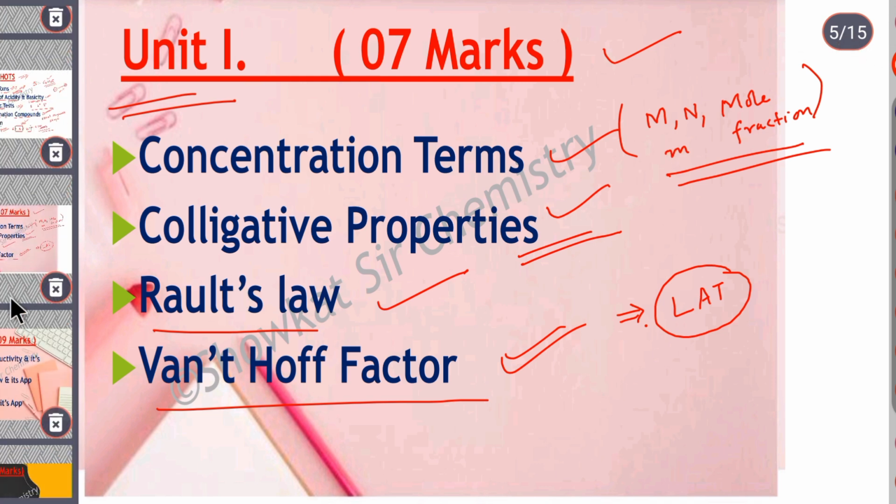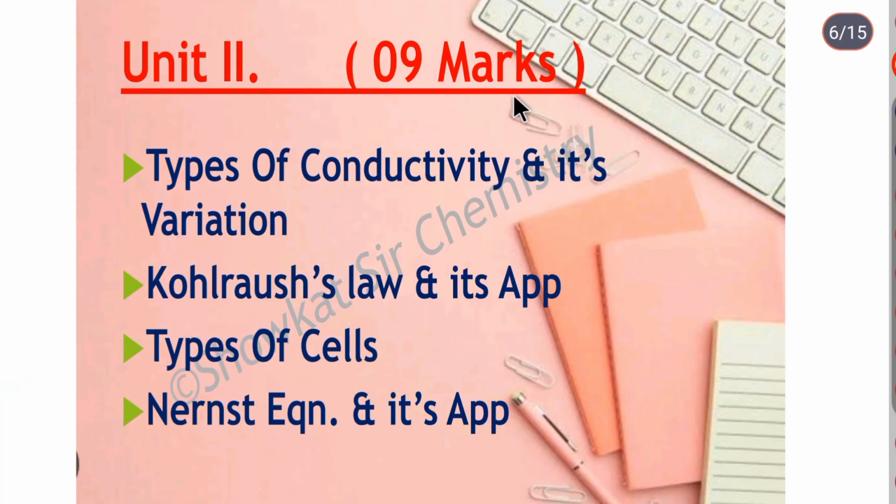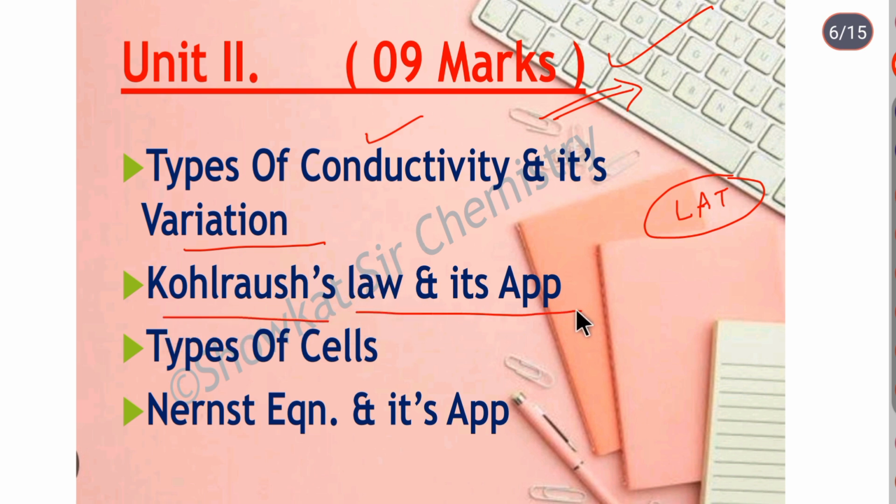In unit second we have electrochemistry, which carries 9 marks. It is a very important chapter, because it is the second unit from which a long answer type question will be asked, right? Now let's see the various important topics from this. First of all, types of conductivity. We have molar conductivity, equivalent conductivity, and specific conductivity, isn't it? Its variation with concentration, and the units, are very important. Unit of molar conductivity. Next, very important is Kohlrausch's law and its application. This is a very important question. It may be asked as a 5 mark question.